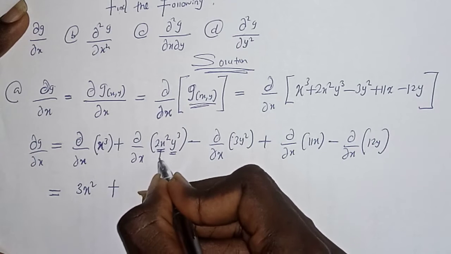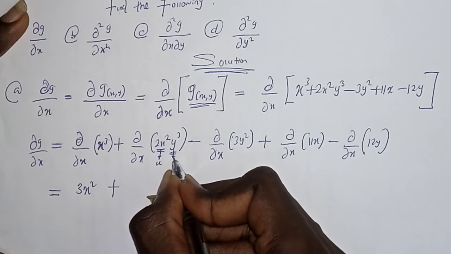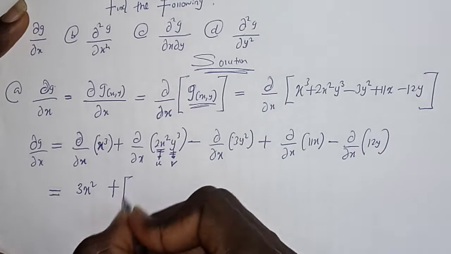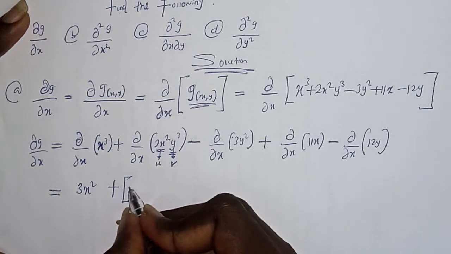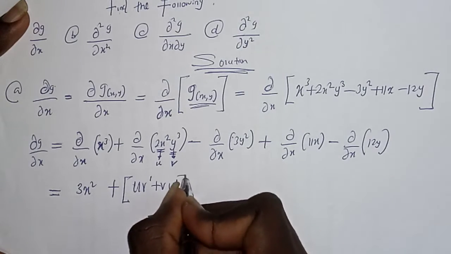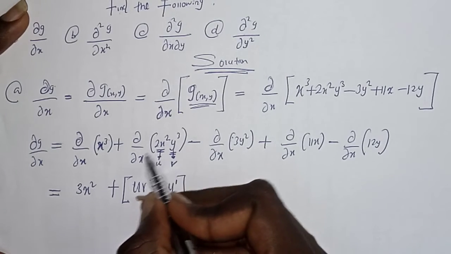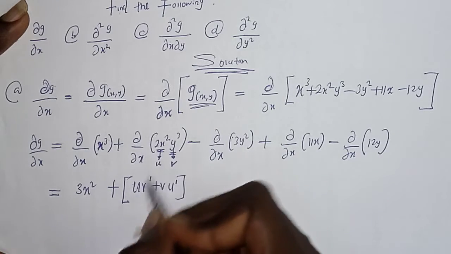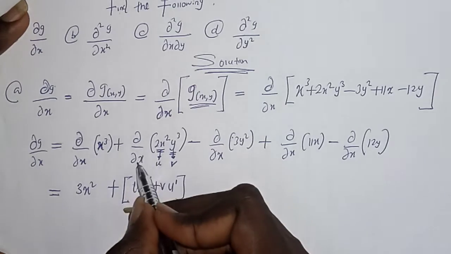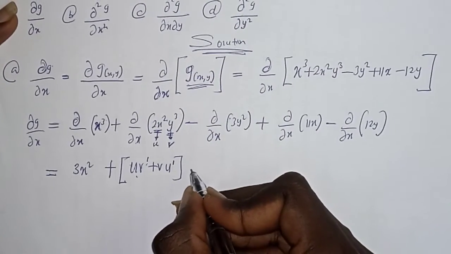So I will advise you to use the product rule. Let this represent your u and let this y cubed represent our v, such that you apply the product rule, which is uv prime plus vu prime. I advise you to do it this way. So we do it one by one. Remember, we will still have to differentiate this v prime partially with respect to x. So please remember that.